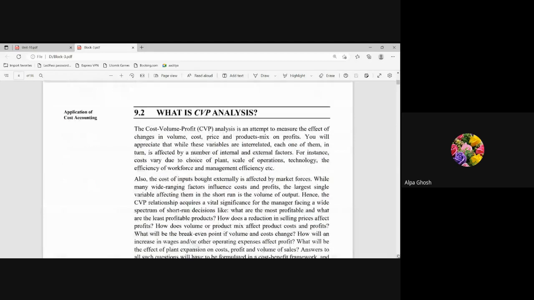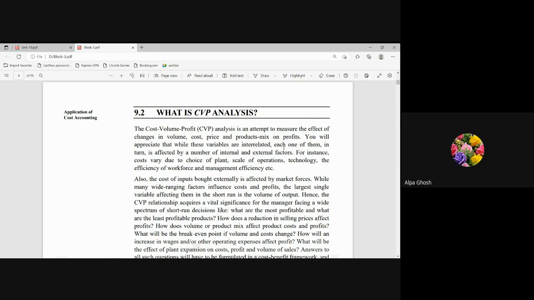You can see here it is written cost volume profit analysis. It is an attempt to measure the effect of changes in volume, cost, price, and product mix on profits. Any change in volume, volume is units, volume is quantity. So any change in volume, any change in the cost, any change in the price, and the product mix, how much it is going to bring a change on profits.